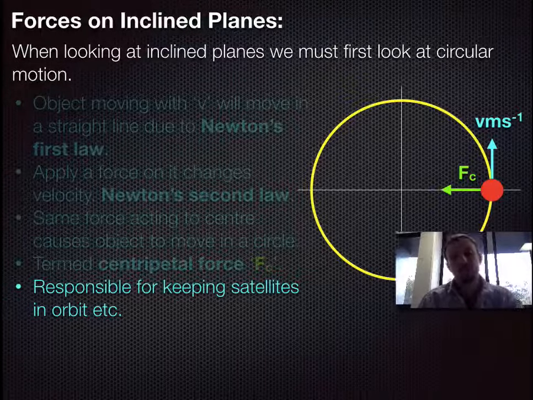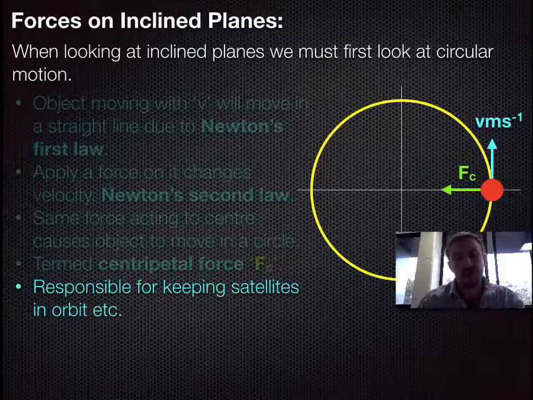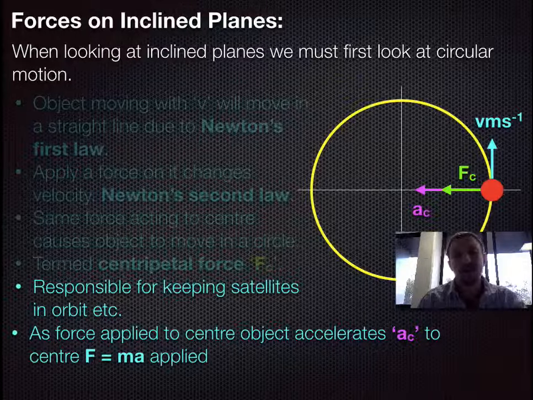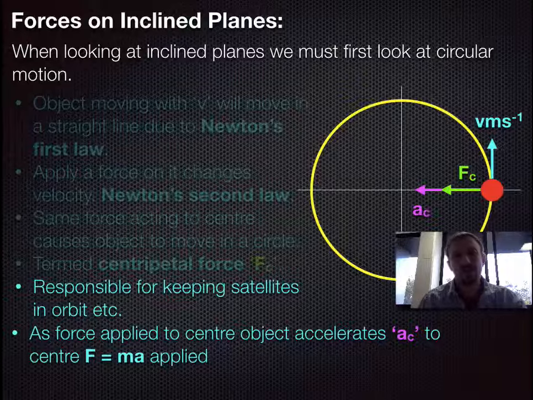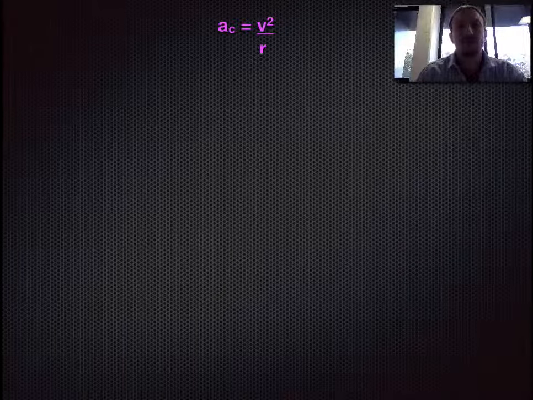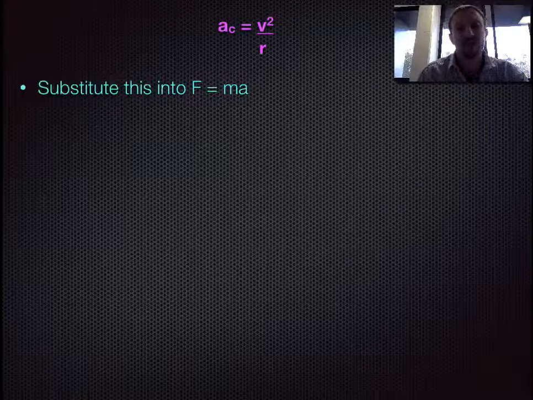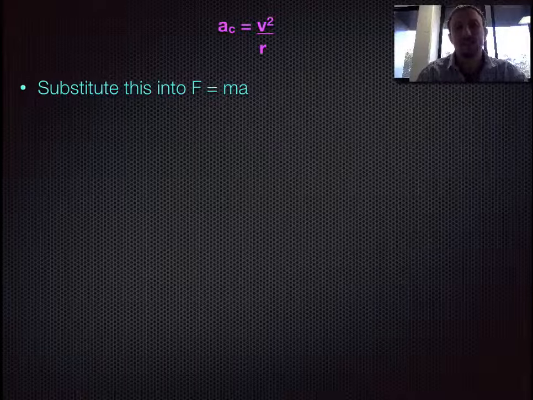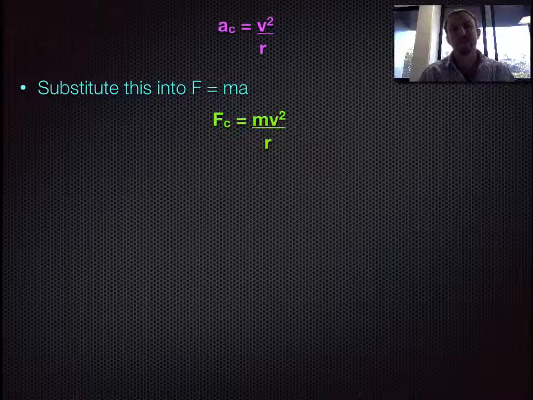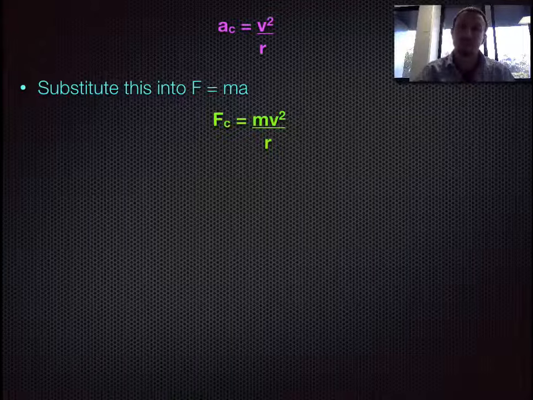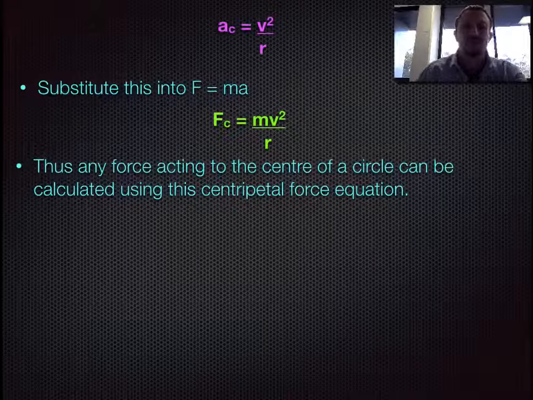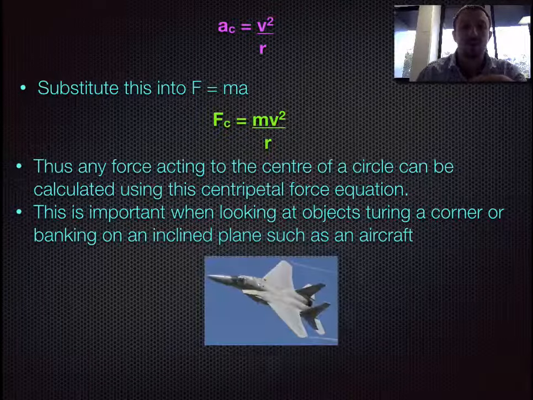Now because a force is applied on that object, it's also going to be accelerating. So there will also be centripetal acceleration, and this acts in the same direction and uses Newton's second law of F equals ma. Centripetal acceleration is given by the formula v squared over r. If we substitute that into Newton's second law, F equals ma, we get a centripetal force equation, which is F equals mv squared over r, and we can use this to find out various components of any object which happens to be moving and banking as it moves. So any force acting on the center of the circle can be calculated using that equation.